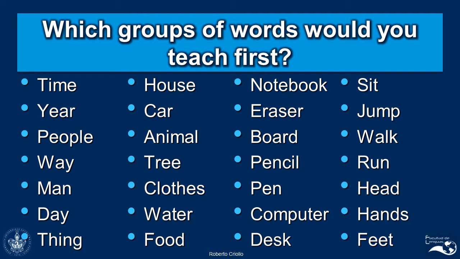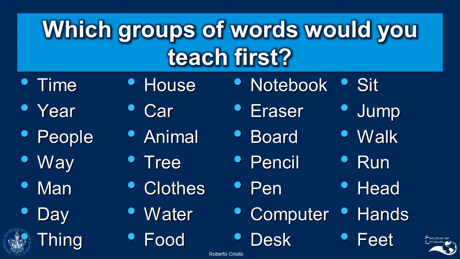Some people will say, well, I will probably teach notebook, eraser, board, pencil, pen, computer, and desk first because they refer to things that are in the classroom, so I can show them easily, and also they need to use them because they are going to be in contact with these things. Some people will say, probably I can teach sit, jump, and walk because I can demonstrate these actions. I can sit and I tell them sit and they can see the action, so it's easy to demonstrate.